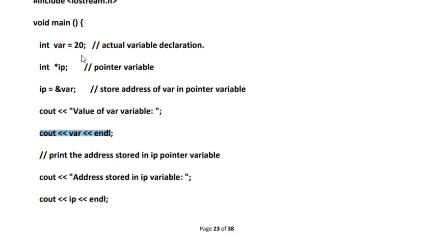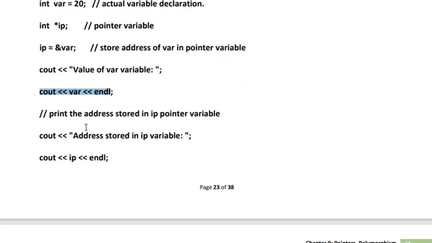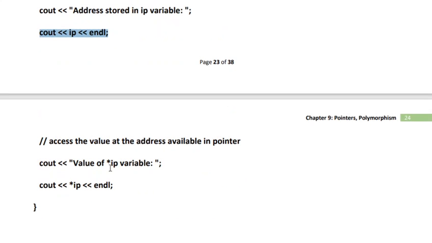And here, what I'm doing is I'm printing the address of var using ip. Since ip is holding the address of var, I'm printing the address of var through ip. Then I'm printing the value of var using ip. In order to print the value of the variable whose address is being held by the pointer, we use the dereferencing operator star. This is called the memory dereferencing operator or indirect memory access.